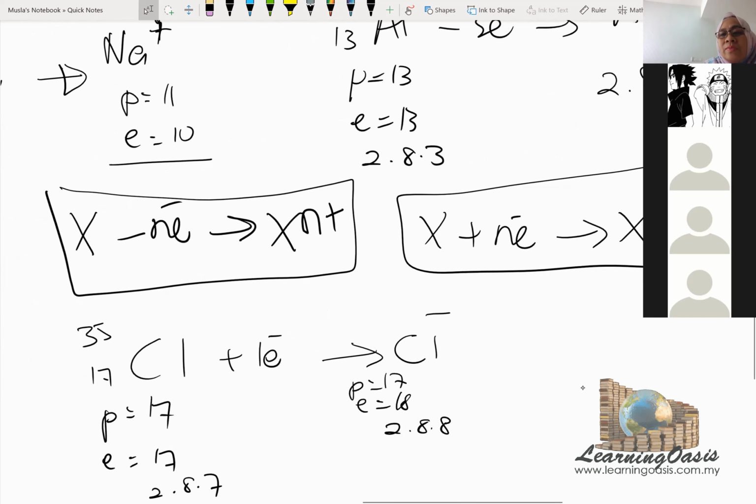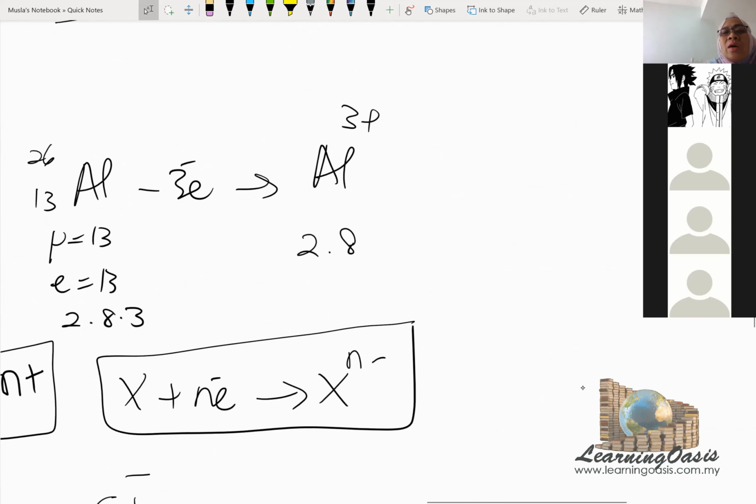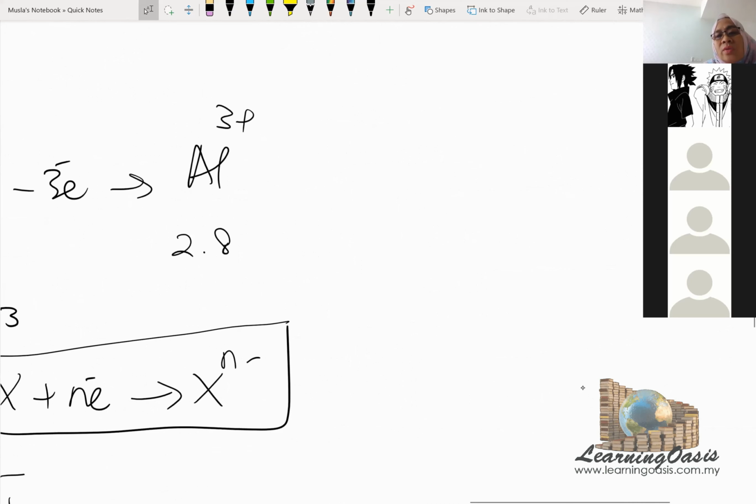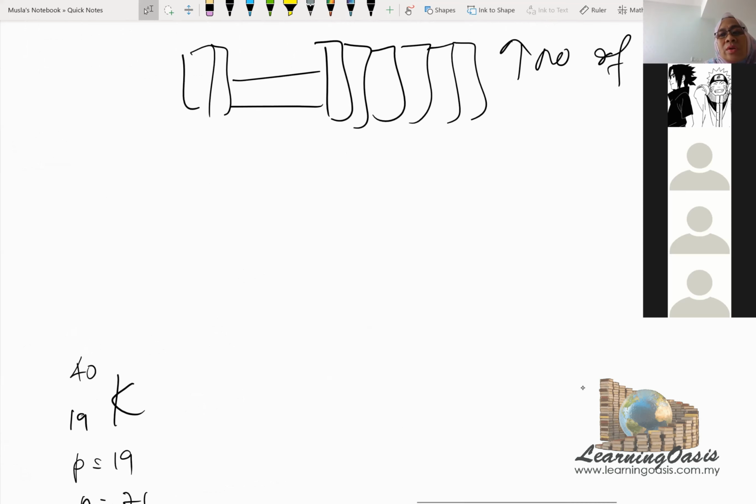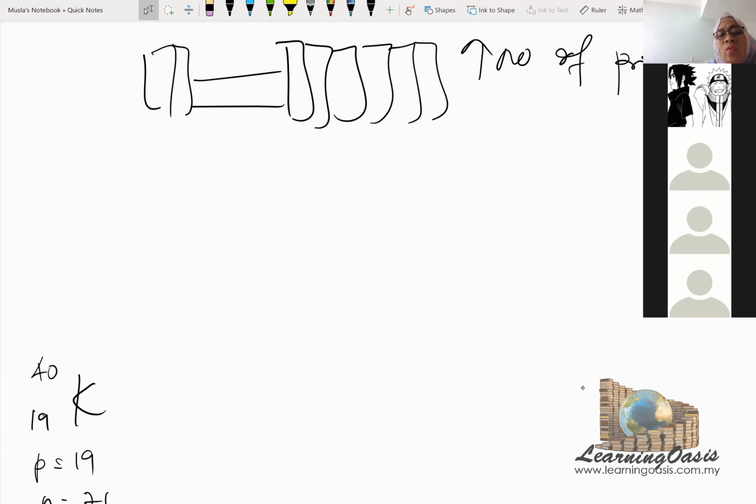Okay, understand? So now, when I say group 1, it will have how many valence electrons? 1 valence electron. Group 2? 2 valence electrons. Group 3, 4, 5, 6, 7, and 8, except for transition elements. Transition elements will show different properties than the rest.